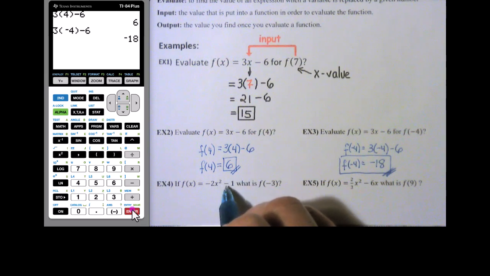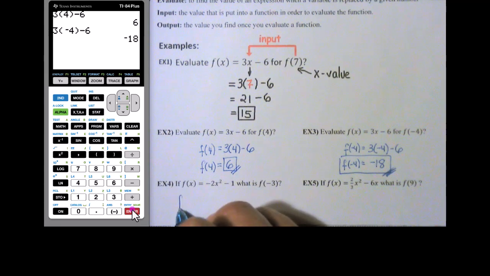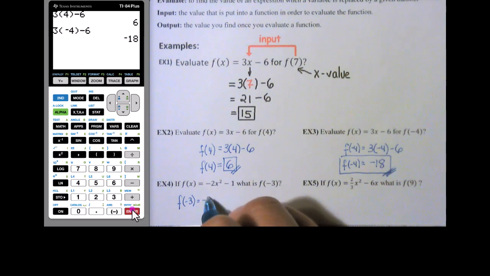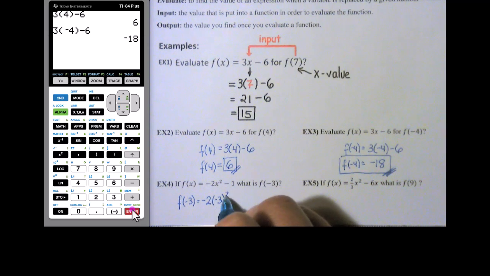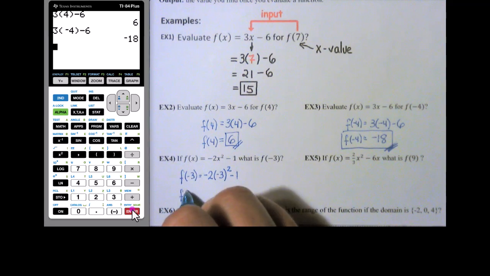So here I have a new function with input negative 3. So f of negative 3. What I'm going to do is write negative 2, negative 3 squared, minus 1. Okay, and then I do f of negative 3.